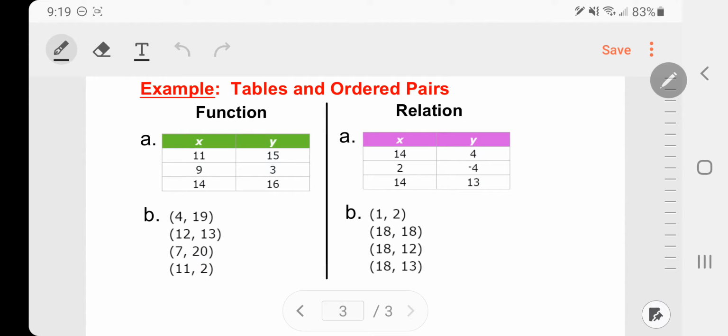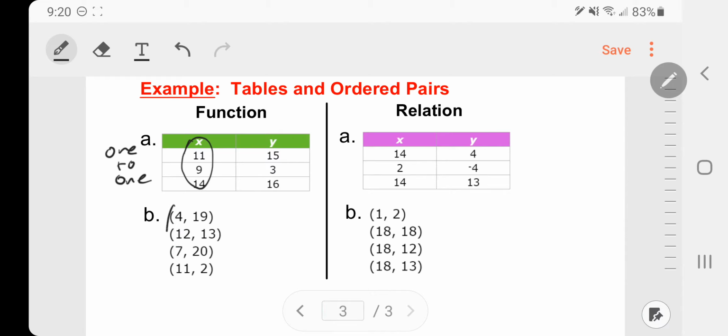Right, moving on. Okay, another representation of functions and relations are tables in ordered pairs. As far as this goes, the easiest way to tell whether it's a function or not is to look at your x values. If your x values repeat, it is not a function. If your x values do not repeat, it is a function. So looking at our x here, none of those values repeat, so this one is a function. Okay, now to tell if that is one-to-one, your y values are not allowed to repeat if it's one-to-one. So we see 15, 3, and 16. None of those repeat, so this would also be one-to-one. Okay, each of our x values maps to one distinct y value.